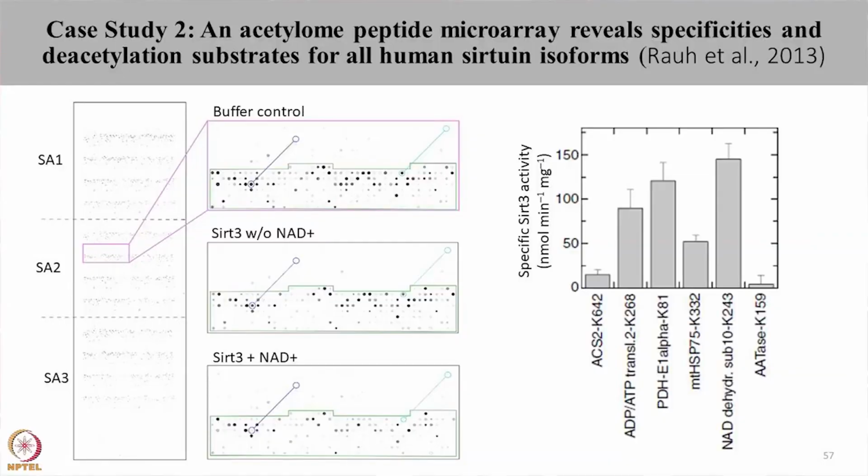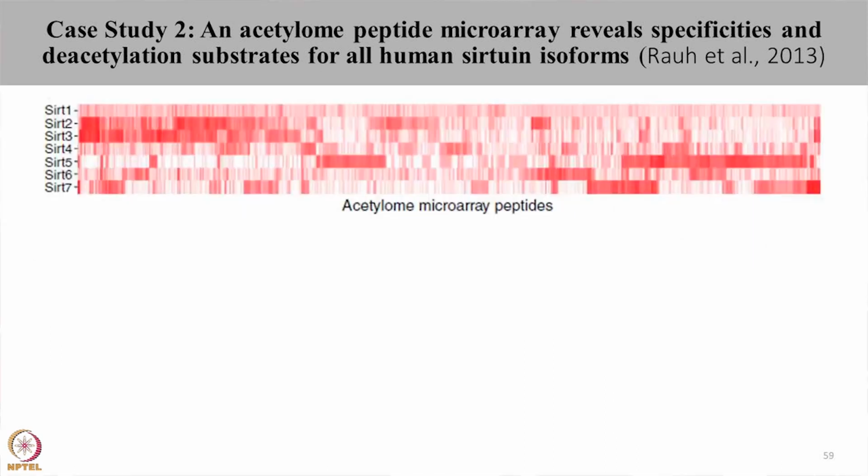This graph represents the specific activity of sirtuin 3, how the deacetylation is happening for different peptides. The last protein, that is AATase K, was used as a negative control and has shown no change in the acetylation pattern. This heat map shows the deacetylation activity of all the 7 isoforms of sirtuins across 6800 peptides.